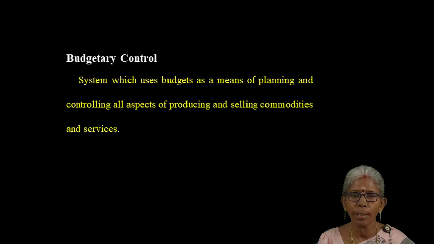Next comes budgetary control. It is a system which uses budgets as a means of planning and controlling all aspects of producing and selling commodities and services. Commodities mean goods or products, for example, pen, pencil, eraser, table, chair, etc. These are known as commodities. Services include transport services, hospital services, etc.